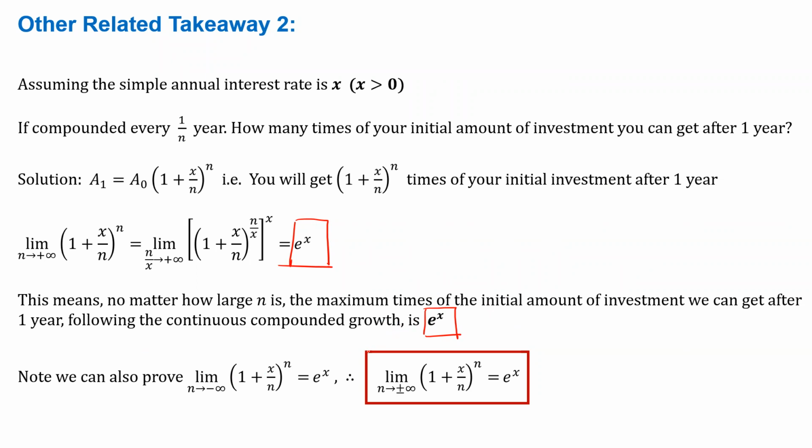Do you understand? Okay, so follow the previous method. We can also prove that when n approaches negative infinity, the limit of 1 plus x over n raised to the power of n is also e to the power of x. Therefore, we have the final conclusion here. When n approaches either positive or negative infinity, the limit of this expression, 1 plus x over n to the power of n, equals e to the power of x. E to the power of x is the limit of your continuous growth.